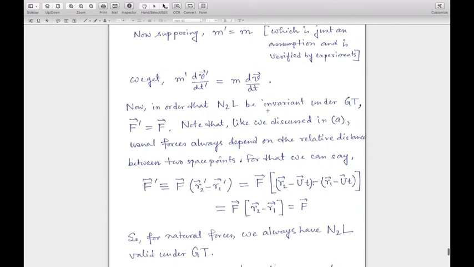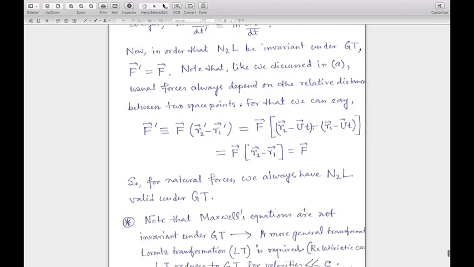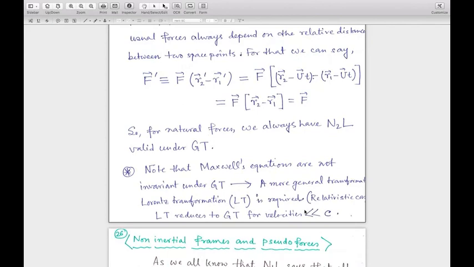So again, the left hand side of Newton's second law is unchanged before and after the transformation. So in order that N2L be invariant under Galilean transformation, F prime also should be equal to F. And what about F? Again, we know that in usual cases, forces depend on the relative distance between the source particle and the test particle. And this is nothing but again another case of space translation. So finally the relative distances are not changing, so F prime is simply equal to F. You can easily see. So N2L should be, for usual natural forces, valid and symmetric under Galilean transformation.